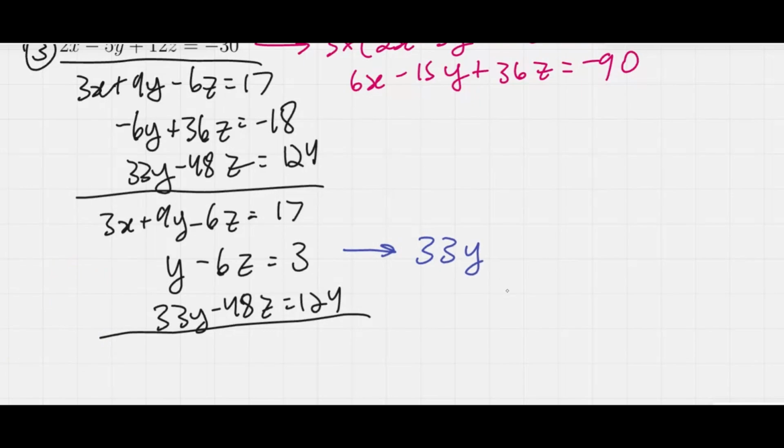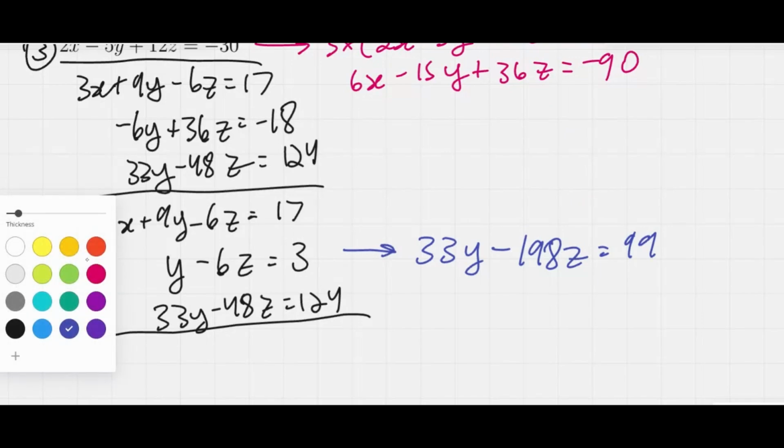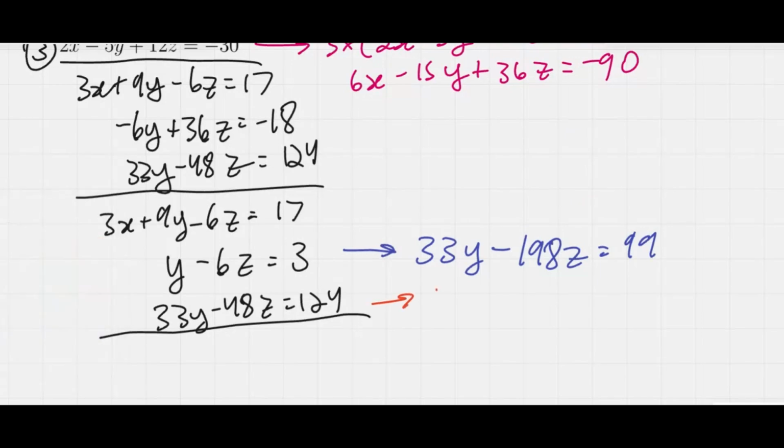We have 33y, and 33 times 6, I'm going to do some quick math. 33 times 6 is going to be 198, so minus 198z. And 33 times 3 is going to be 99. Let me erase that now. Over here, we can leave the 33y and minus 48z as is.